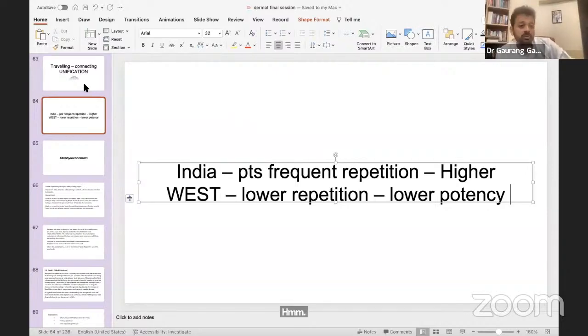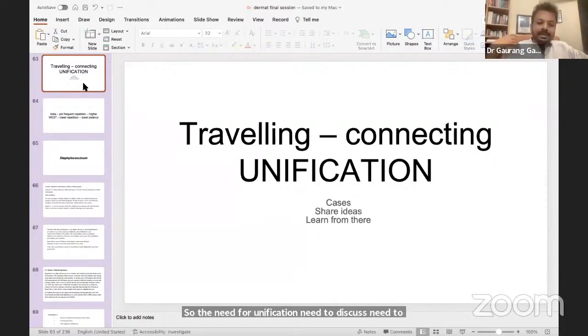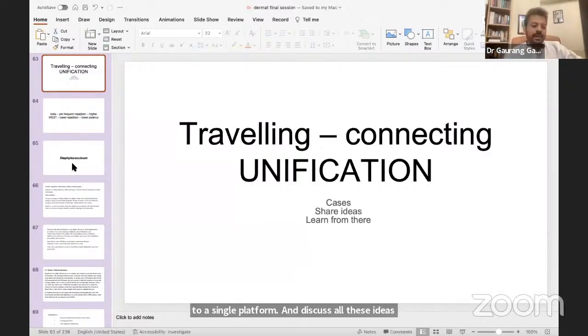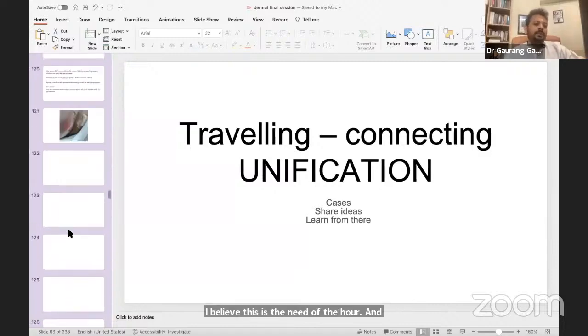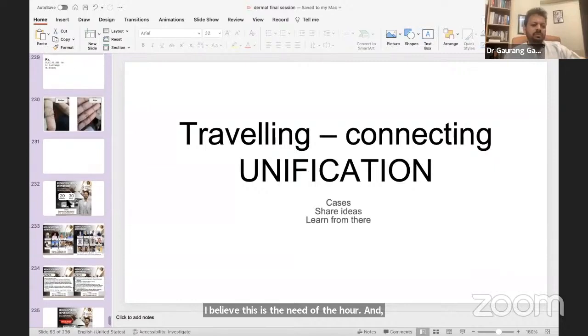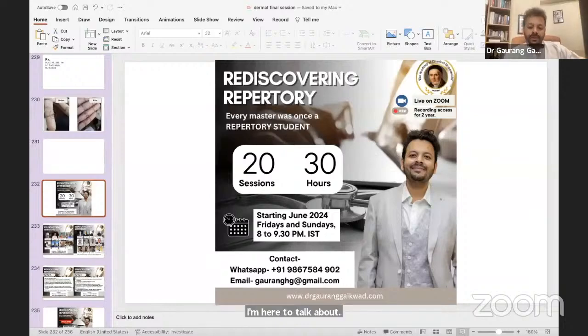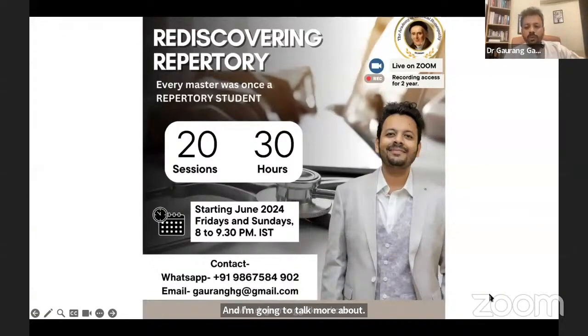So the need for unification, the need to discuss, to come to a single platform and discuss all these ideas. I believe this is the need of the hour, and this particular idea brings me to what I'm here to talk about. I'm going to talk more about the different nosodes, Staphylococcinum, Streptococcinum.